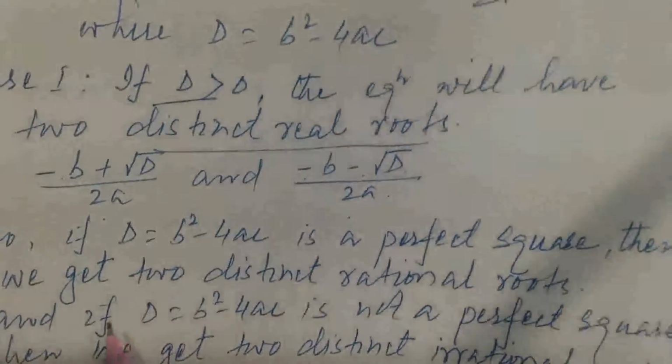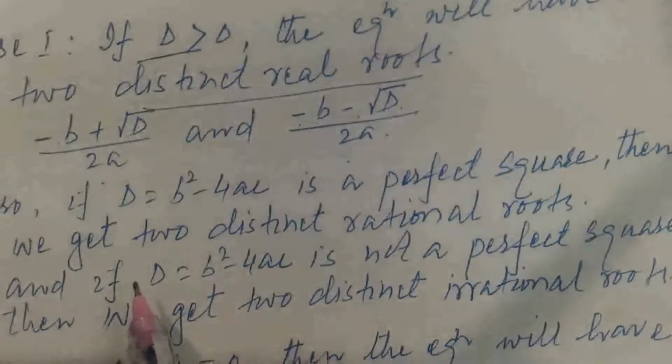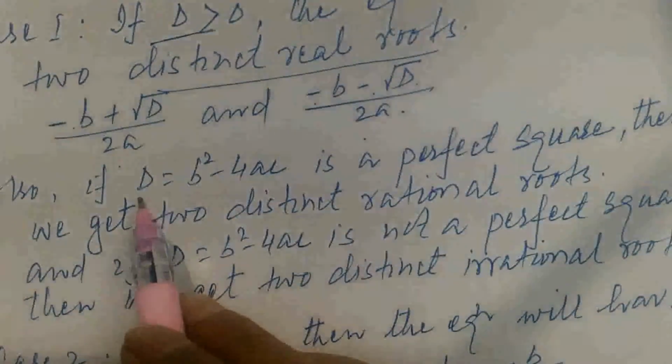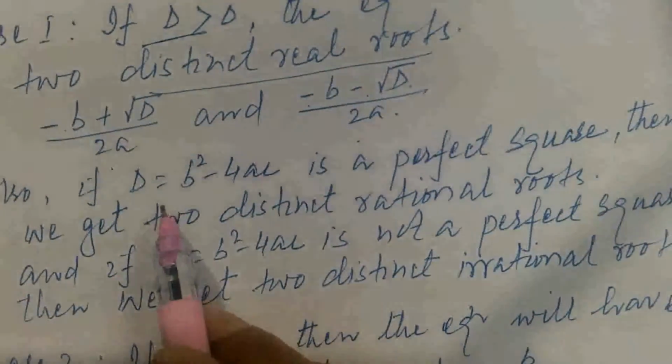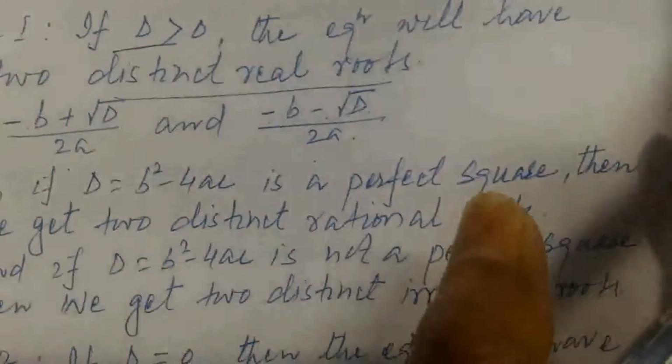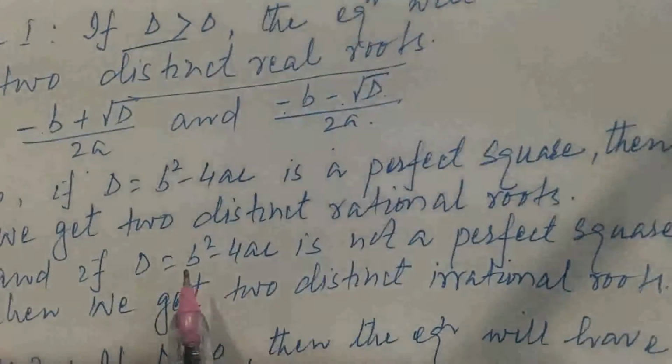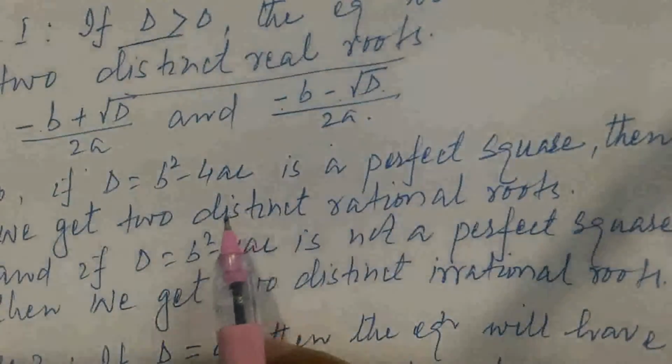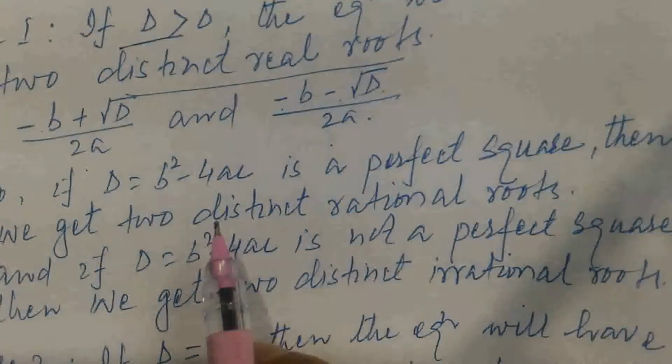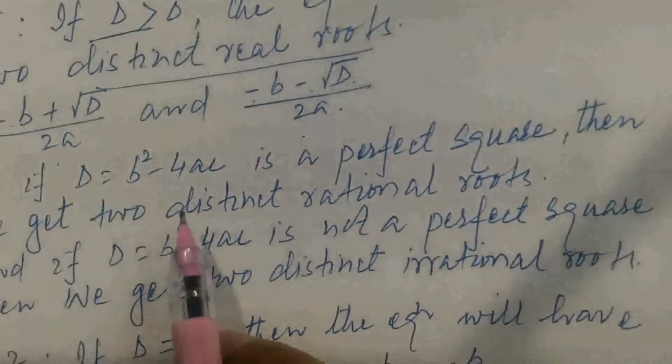Also here you have to see whether the value of d is a perfect square. You know what a perfect square is? One whose square root is a whole number. For example, 1 is a perfect square, 4 is a perfect square, 16 is a perfect square.